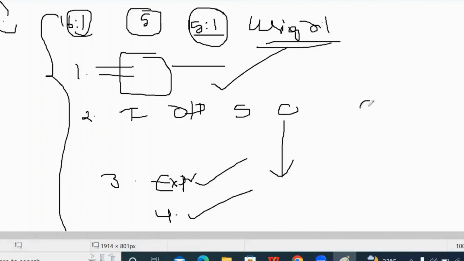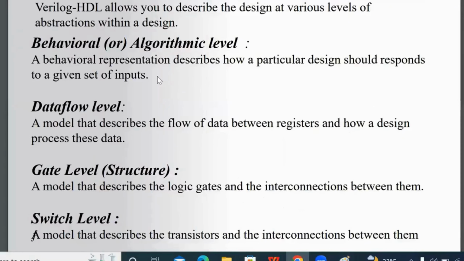And also by using CMOS transistors, the circuit will be converted into transistor level, right? That is nothing but switch level modeling. Okay, so this is how we can write the Verilog program in various levels. Okay, did you get the point, everyone? Hello. Yes, ma'am. Got it.